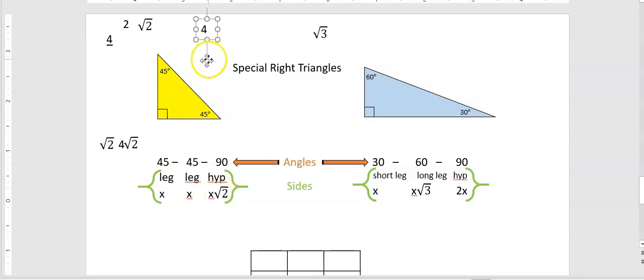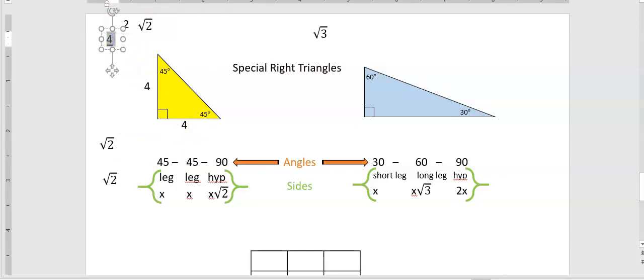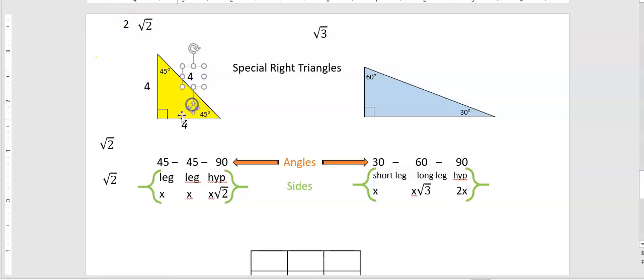So let me give you an easy problem. If they said this was 4 and this was 4, well then our hypotenuse would be 4 times square root of 2.